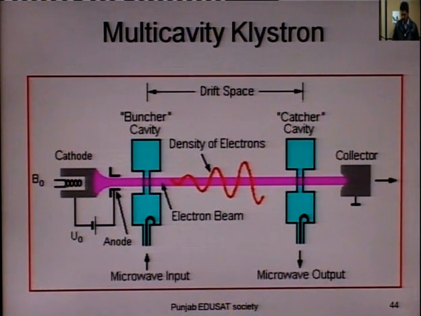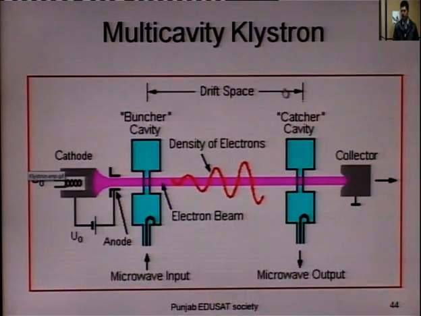Now this multi-cavity Klystron consists of an electron gun assembly here. This is a filament, and then the cathode. As current flows through the filament, electrons will be produced, and on the other hand this one is a collector that is maintained at a high positive potential. So these electrons will be collected. There are two cavities, one is the buncher cavity, another is the catcher cavity, and the space between the two is called the drift space.